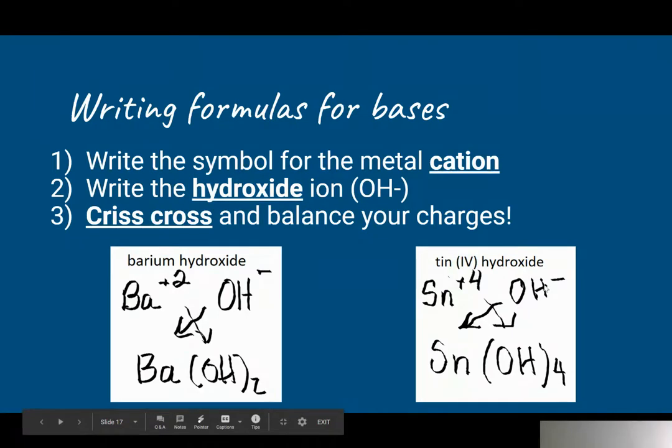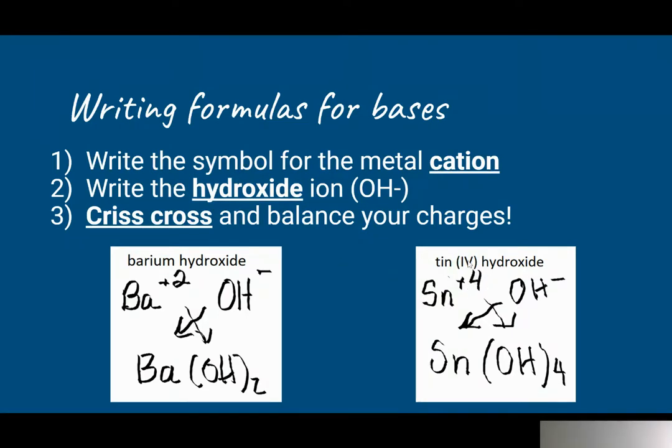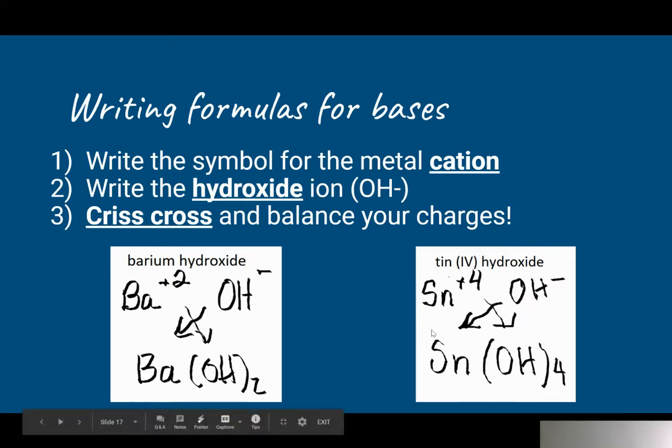Now for tin(IV) hydroxide, I have Sn4+. Remember, the Roman numeral corresponds to the charge on your metal. So Sn4+, OH-. So I'm flipping those. For the Sn we just have one of those. And we have 4 OH minuses, so we can balance out that +4 charge.